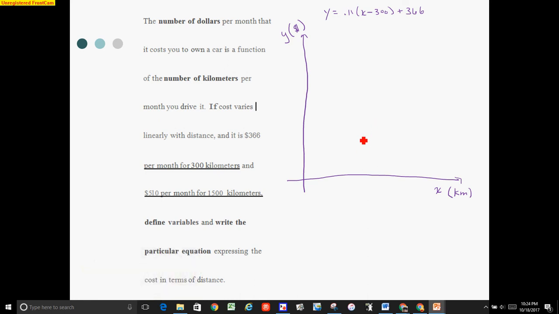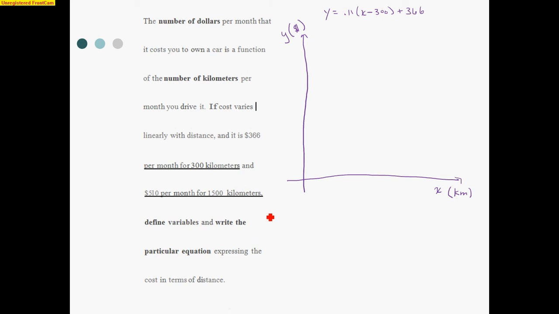So I am going to plot my 2 points. Remember, the 2 points from the problem were 300, 366, and 1500, 510. So let's plot those points.